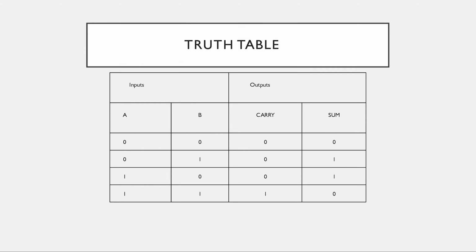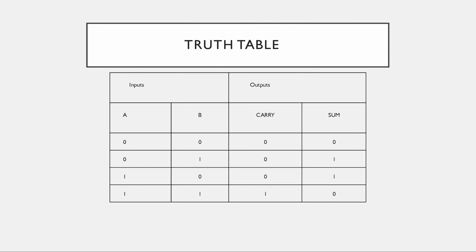Now we see the truth table of the half adder. We have two inputs and two outputs. When we give input as 0 and 0, we get output for carry as 0 and sum as 0. When we give 0 and 1, we get carry as 0 and sum as 1. When we give 1 and 0, we get carry as 0 and sum as 1. When we give 1 and 1, we get carry as 1 and sum as 0.